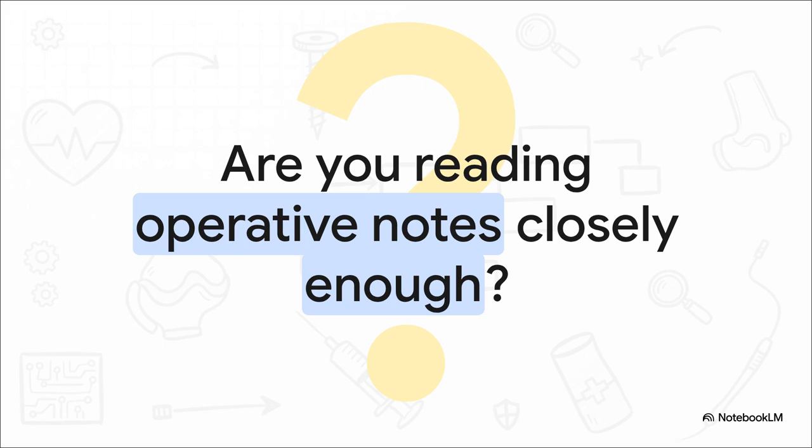Which brings us to our final and definitely most provocative thought for today. A single character in a 7-character code can trigger a life-saving recall. It can literally mean the difference between life and death for a patient years down the road. If the law states that you need to query the provider when you're uncertain, you absolutely must do it. So ask yourself, are you reading the operative notes closely enough?